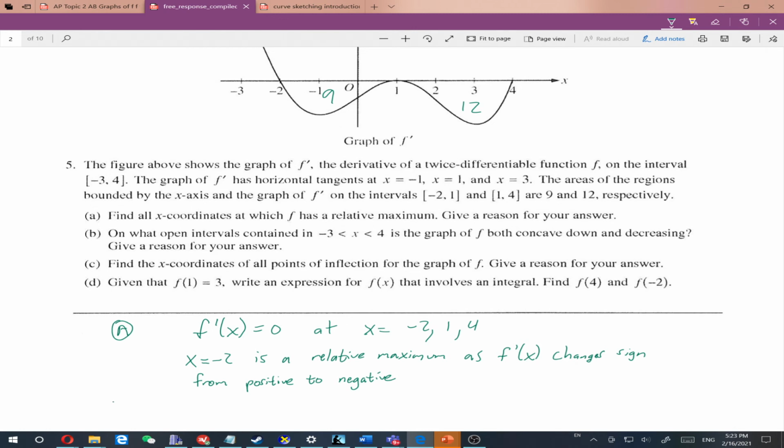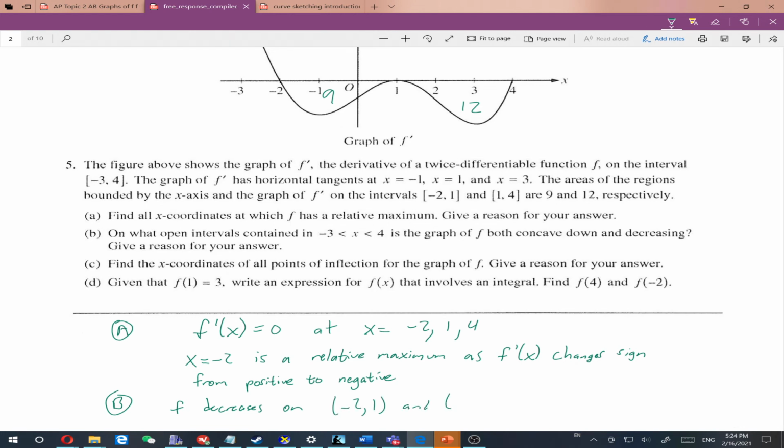For part B, I want to know on what intervals from negative 3 to 4 is the graph both concave down and decreasing? Concave down and decreasing. First, the graph is decreasing between x equals negative 2 and 1, and 1 to 4.